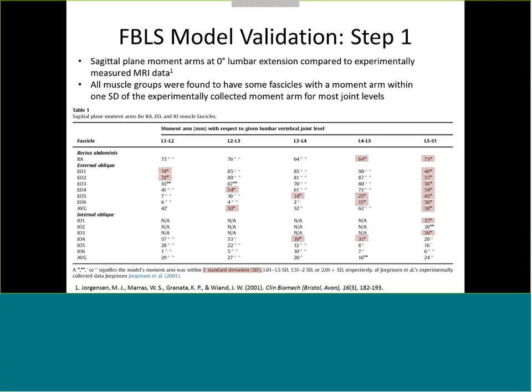The reason not all fascicles may fall within that variability could be for a few different reasons. One being that experimentally, when this data is collected, there's 1 moment arm that's collected, or that's reported, for an entire muscle group. Whereas in our model, we've got multiple fascicles that make up each muscle group, and each have their own moment arms. Additionally, the spinal curvature of the model may not have perfectly matched the spinal curvature of the participants which experimental data was collected for. But overall, we thought that this compared pretty well, and the remaining muscle groups all followed this similar trend.